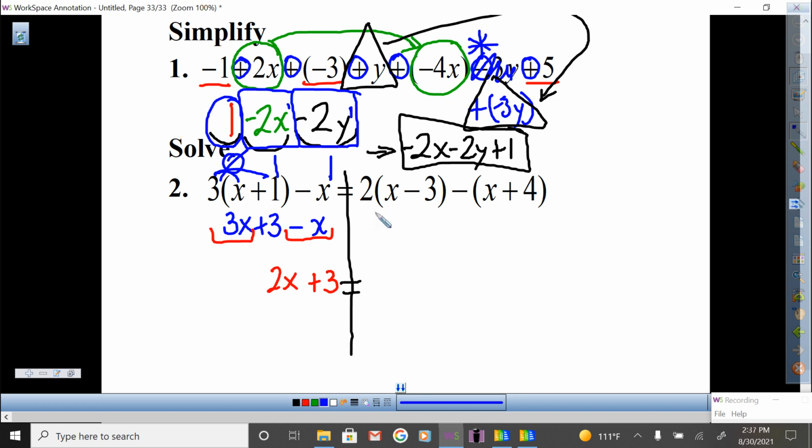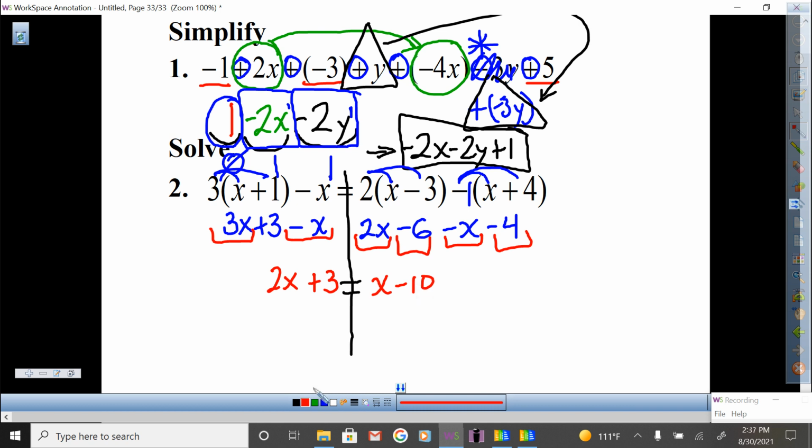Next, this side. Can I simplify? Yes. Distribute. 2 times x and 2 times negative 3. That is 2x minus 6. Here's the second common mistake. Look up to the screen. This negative is actually a negative 1. That means we need to distribute that to both of those terms. That means this is what? Negative 1x minus 4. That's the second most common mistake. Can we combine stuff? Yes. What is 2x minus 1x? X. What is negative 6 and negative 4? Negative 10. Negative 6, negative 4, negative 10.